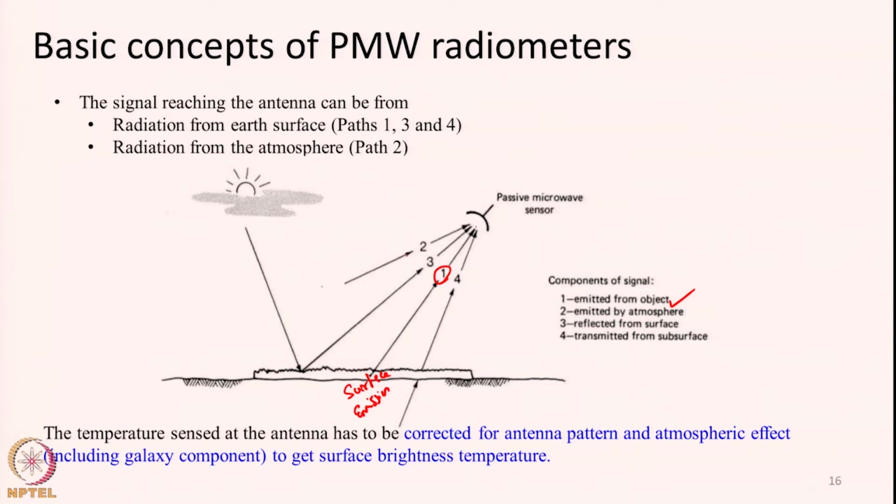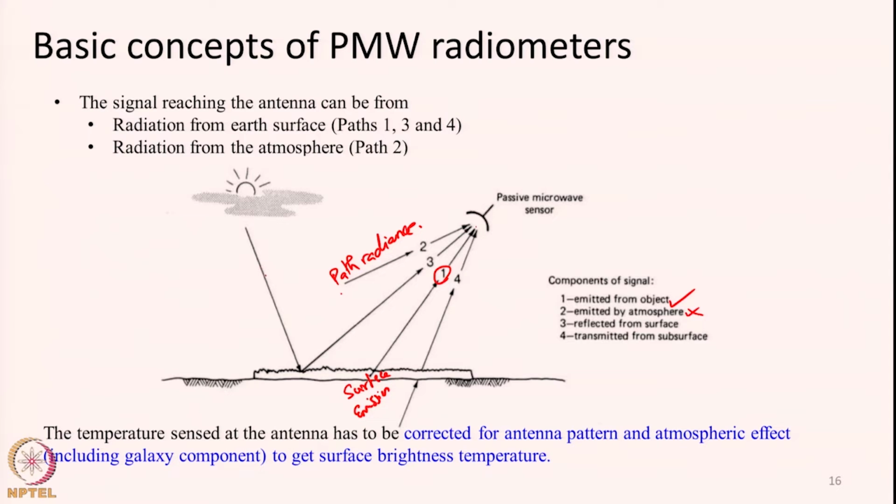The second component here is the path radiance. The path radiance is essentially the emission from the atmosphere that is directly reaching the sensor without going towards the earth surface. We do not actually need this; it is an unwanted thing.